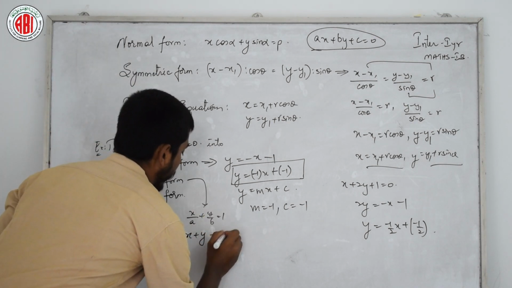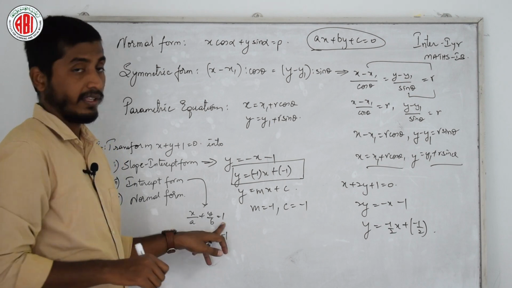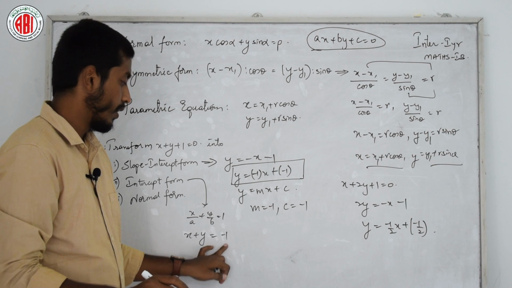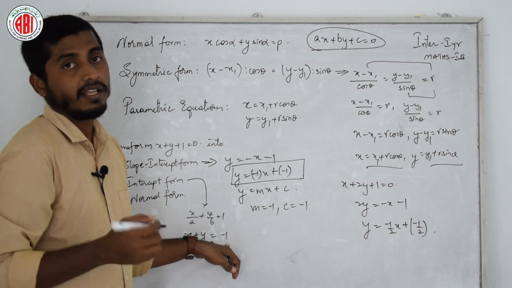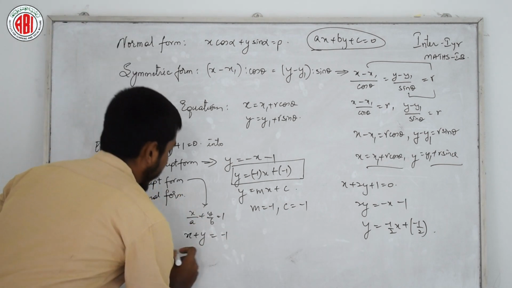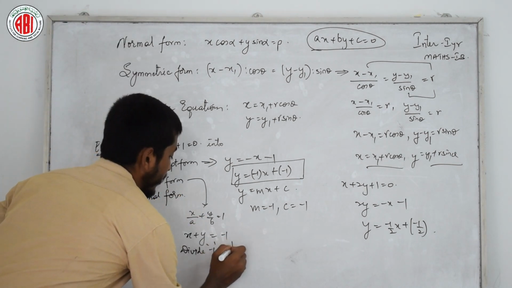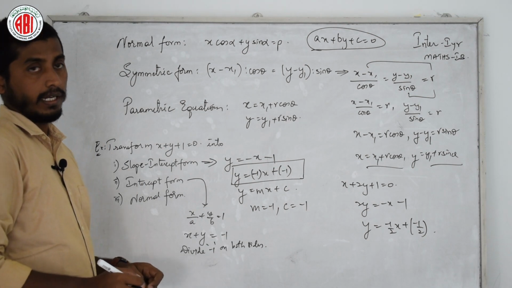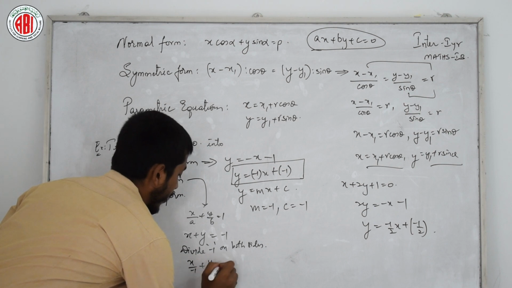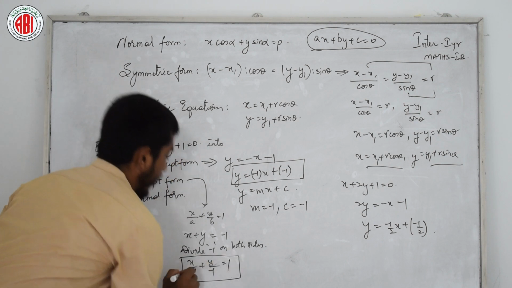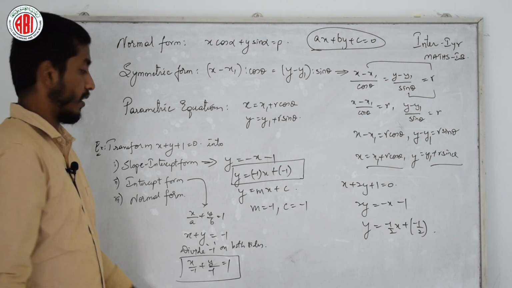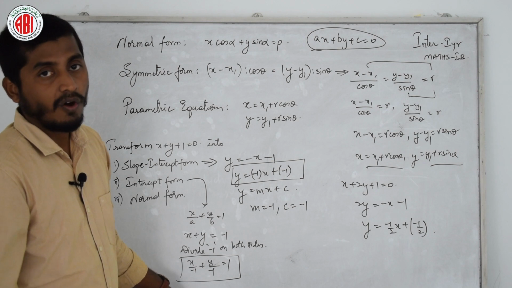x plus y is equal to minus 1. The right side constant itself is not 1. Therefore, whatever constant is there on the right side, we have to divide by the same number on both sides. Here it is minus 1. Let us divide by minus 1 on both sides. Then it becomes x by minus 1 plus y by minus 1 is equal to 1. What is a here? a is minus 1, b is minus 1. Those are the intercepts. Therefore, this is the intercept form.